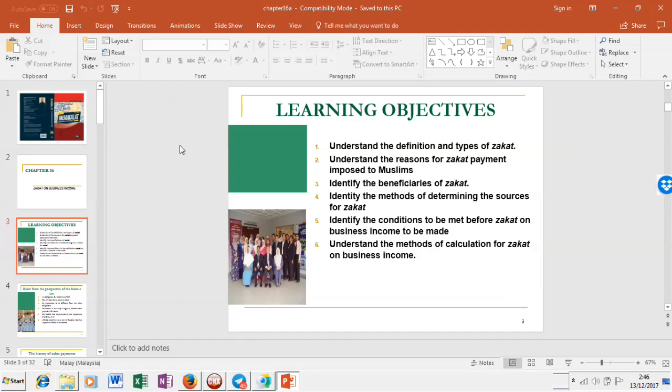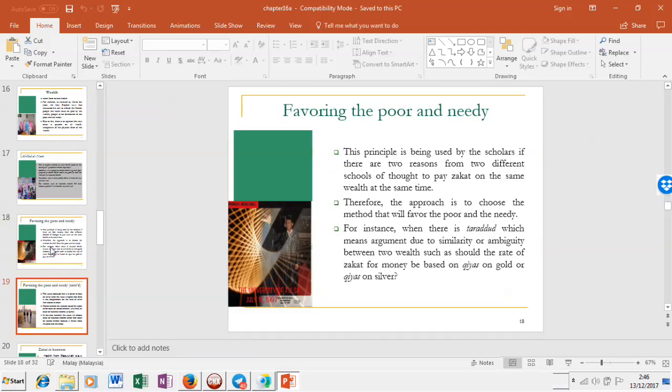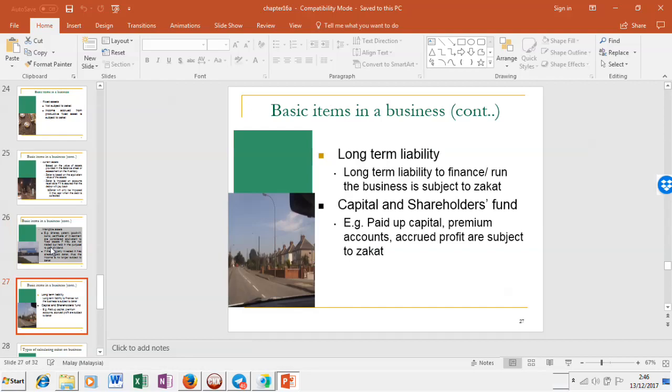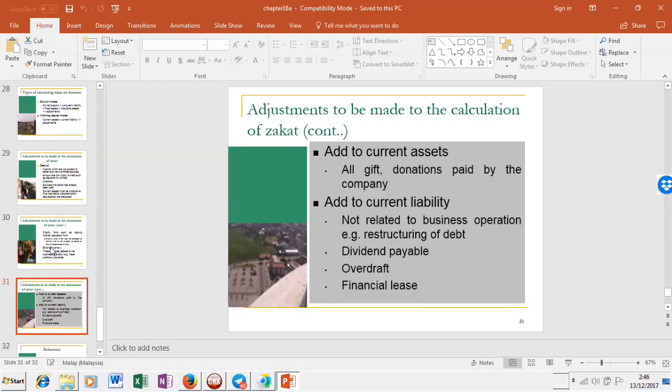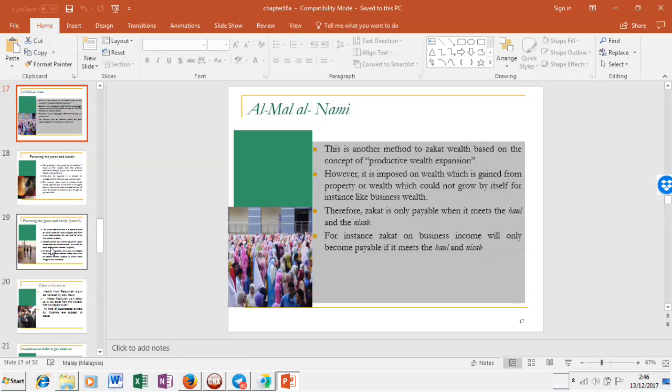Going back to my question during my first and second slide, I asked whether an orphan can receive the zakat money. So what's the answer? The answer is no, because an orphan is not included in the 8 categories of asnaf that have been mentioned in the Quran, because an orphan can be a wealthy orphan, right? But if the orphan is actually poor or miskin, then he is entitled to receive the zakat money.